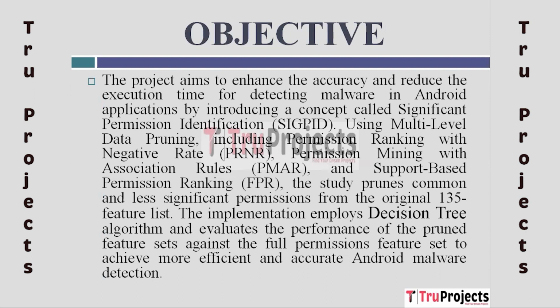Objective of the project. The project introduces a notion known as significant permission identification in an effort to increase the accuracy and shorten the execution time for detecting malware in Android applications. The project prunes common and less important permissions from the original 135 feature list using multi-level data pruning, including permission ranking with negative rate (PRNR), permission mining with association rules (PMAR), and support-based permission ranking (FPR). To achieve more effective and accurate Android malware detection, the implementation uses decision tree algorithm and compares the performance of the pruned feature sets to the full permissions feature set.